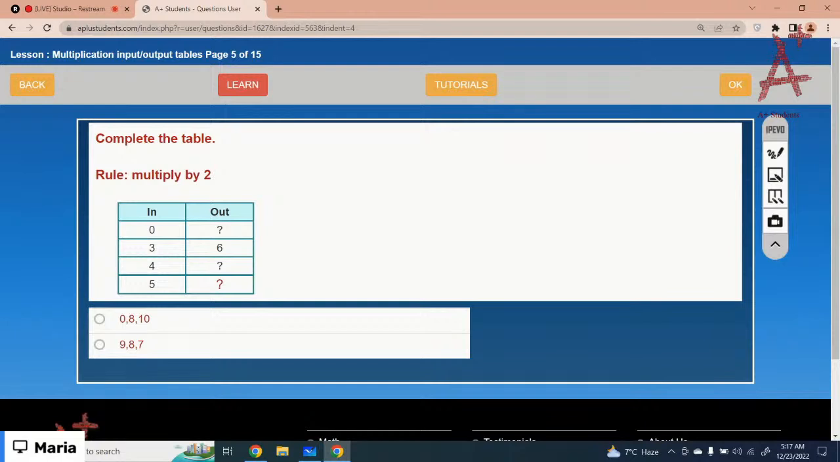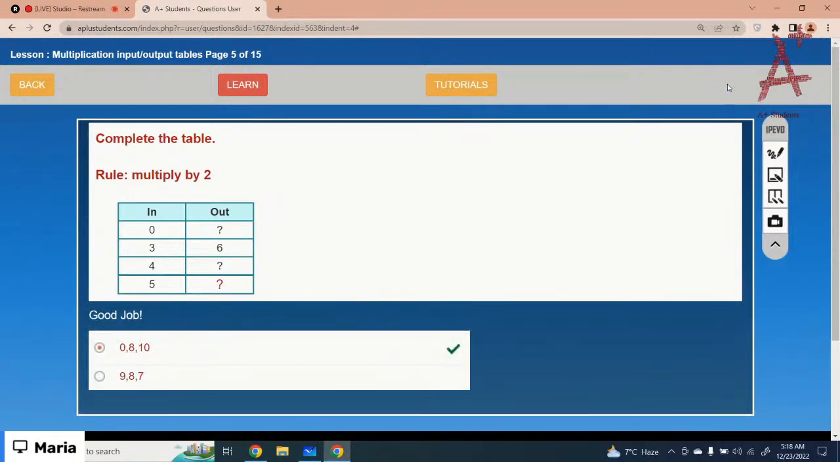Okay, the next one, the rule is multiply by 2. So basically you have to multiply each input value by 2. Got it? So which is the correct option? 0 times 2 is 0. 3 times 2 is 6. You already have 6. 4 times 2 is 8. And 5 times 2 is 10. Got it? So that means the correct options are 0, 6, 8, and 10. So the correct option is 0, 8, and 10. Got it? Just select the correct option, then click on the OK button.